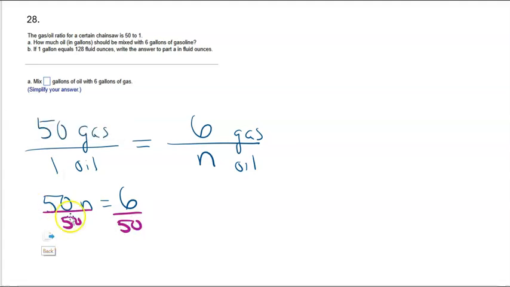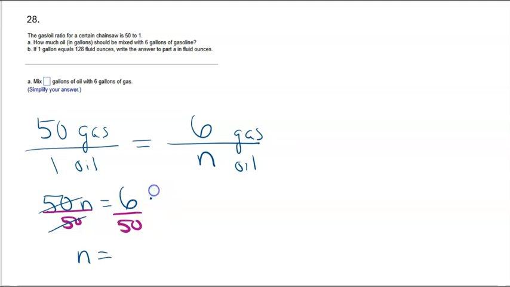So the 50s cancel. Something's gone wrong with my tablet. Let me try that again. The 50s cancel. There we go. N is equal to... now, 6 doesn't divide by 50, right? So I do want to reduce that. It just wants this answer in gallons. So I assume, it just says simplify your answer, they want this in fraction form, but it's not very clear. It bothers me just a little bit. But this does reduce, it says simplify, so I'm assuming they want it in fraction form.